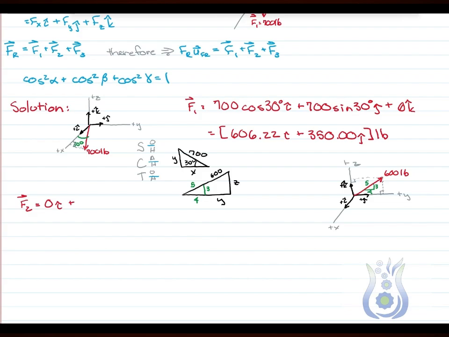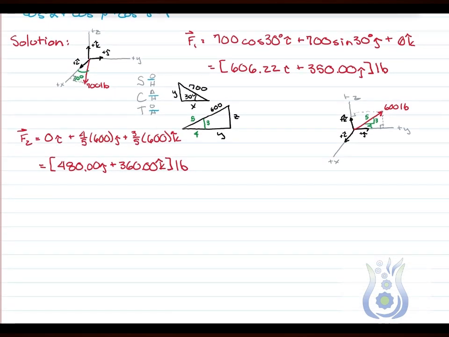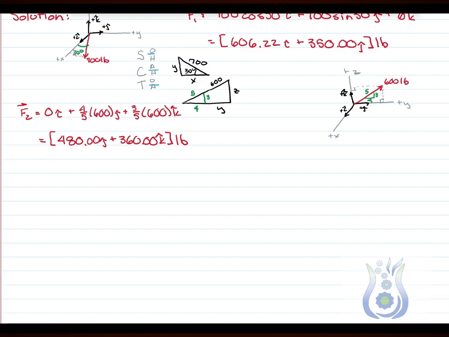So you'll see that we have the vector F2 is equal to 0 in the i component, or the x direction, plus 4/5 times 600 j plus 3/5 times 600 k. So then we have our second vector F2 in the j and k components.